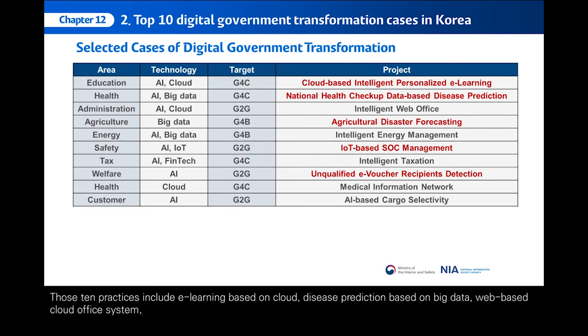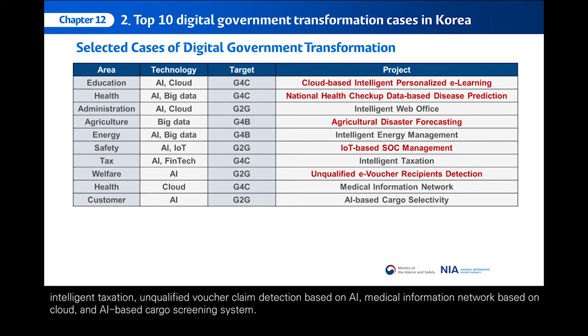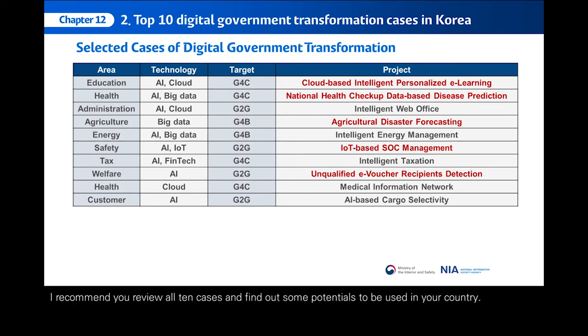Those 10 practices include e-learning based on cloud, disease prediction based on big data, web-based cloud office system, agricultural disaster forecasting based on big data, intelligent energy management, SOC management based on Internet of Things, intelligent taxation, unqualified voucher claim detection based on AI, medical information network based on cloud, and AI-based cargo screening system. I recommend you review all 10 cases and find out some potentials to be used in your country.